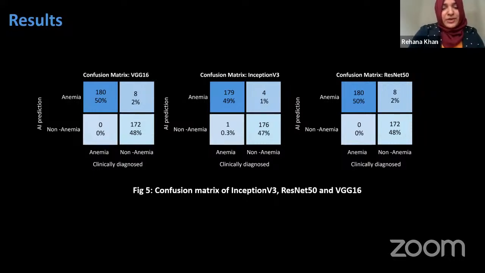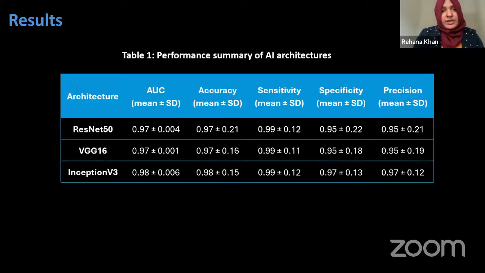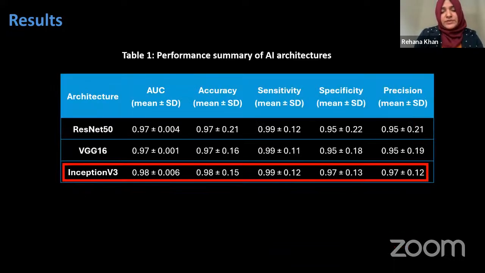But that is not enough. To evaluate the accuracy of a model, we generate performance metrics. Specifically, we use a confusion matrix to provide insights into the model's performance. The confusion matrix gives us valuable information such as true positives, true negatives, false positives, and false negatives, allowing us to assess the model's precision, recall, and overall accuracy. In our study, the Inception V3 model achieved an AUC of 0.98 for anemia detection with 98% accuracy, 99% sensitivity, and 97% specificity. Though both the VGG and ResNet models also demonstrated good accuracy, Inception V3 is the winner.